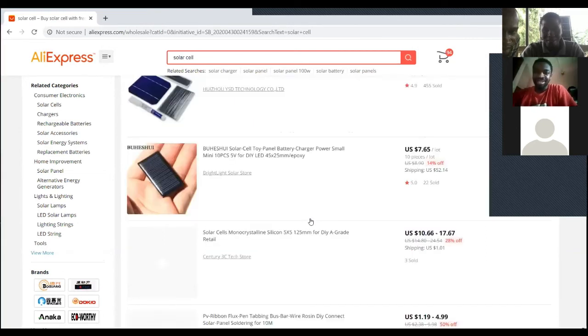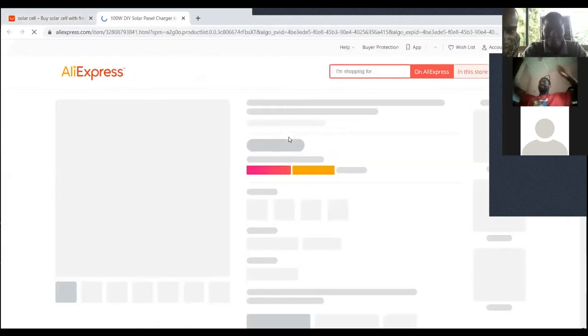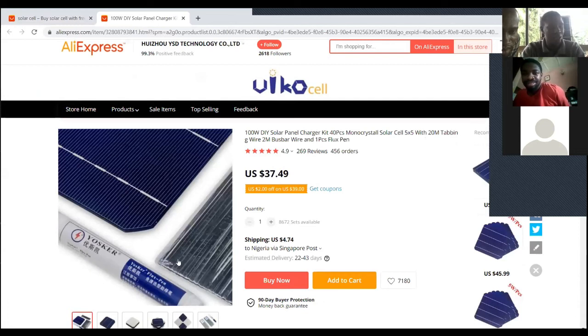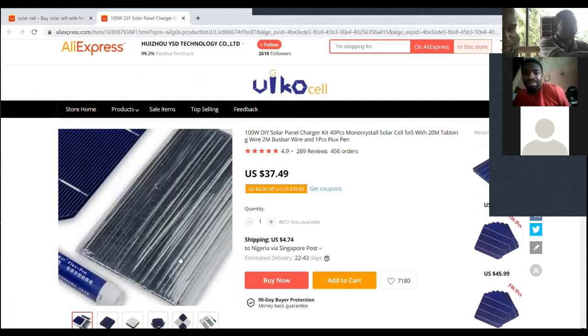So this is a solar cell. No problem, sir. So let's just look at it. This one is 100 watts complete. We have all these tools. We'll be using all these to be making the solar cells. Let me show you some. This one, they are called tapping wires. Can you see them?